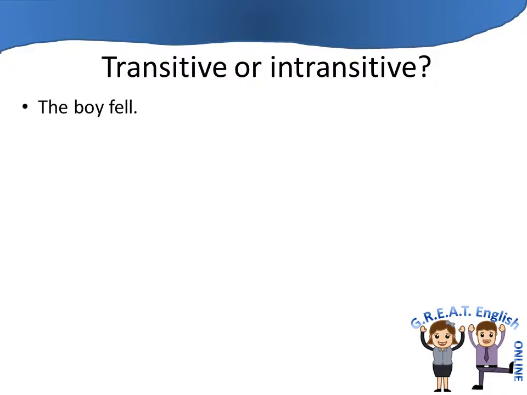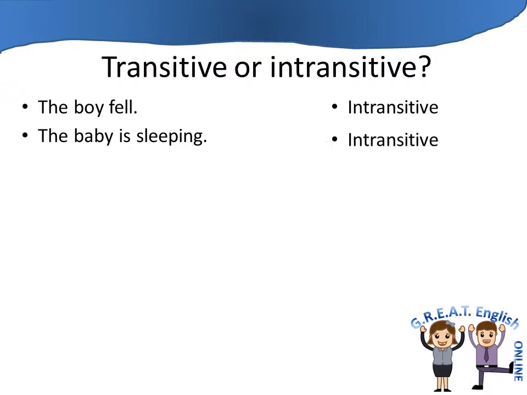The boy fell. Is this a transitive sentence or an intransitive sentence? I hope you said intransitive. We don't have an object. We have the boy and fell, but we don't have anything that follows fell. The action isn't done to another thing, so therefore we just have an intransitive sentence. The baby is sleeping. Intransitive or transitive? Again, this is intransitive. We don't have an object that the sleeping is done to.